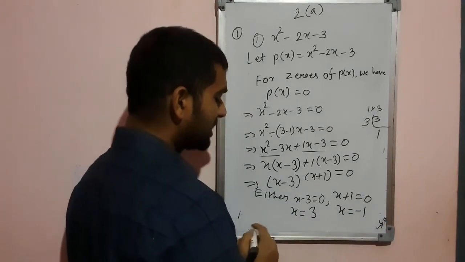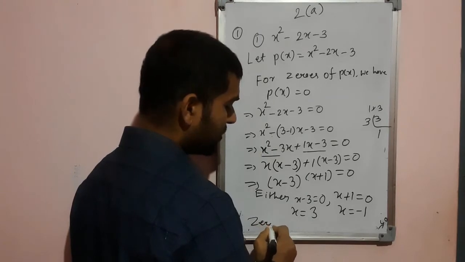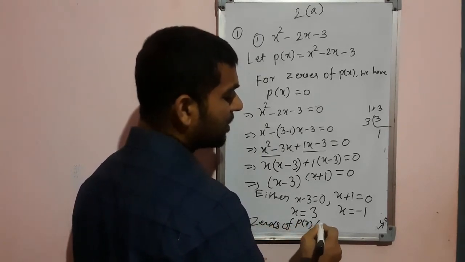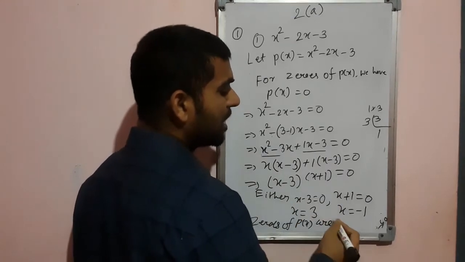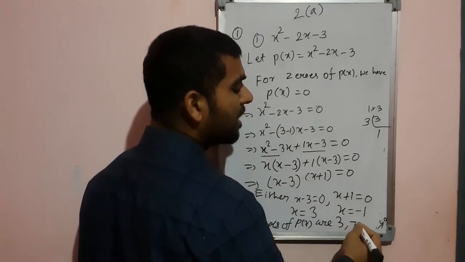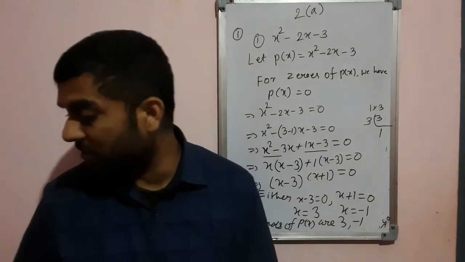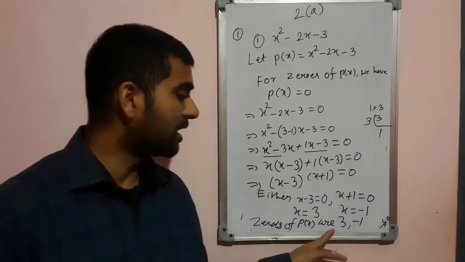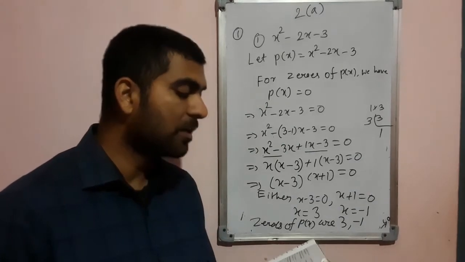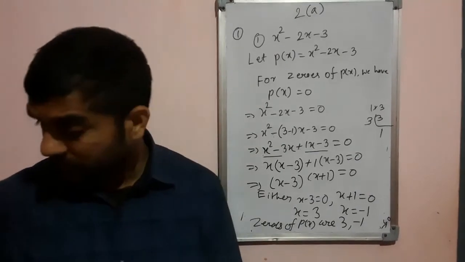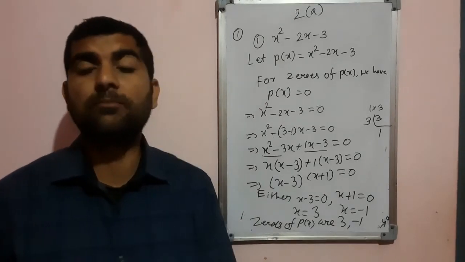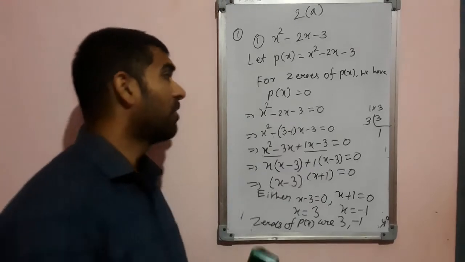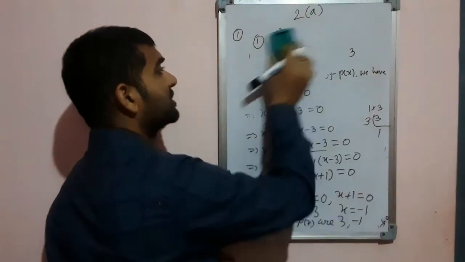So zeros, what is the answer here? Zeros of p(x), or the given polynomial, are what? 3 comma minus 1. We are getting 3 comma minus 1. So this is the answer. It's correct. In the book also it's given 3 comma minus 1. So now we will move to question number 2. Okay, let us take question number 2. All these questions are important, so try to understand.